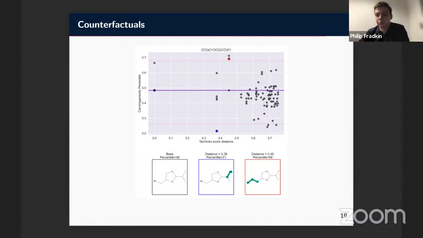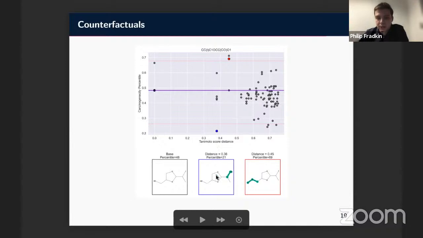And as I mentioned earlier, we want to find molecules that are really close to each other, so they're very similar, but have very large differences in carcinogenicity prediction. So here we see that our original molecule is in the 50th percentile of carcinogenicity. And we're interested in identifying molecules that are similar, but either extremely carcinogenic or non-carcinogenic. And so here we have the base molecule, and in blue, this is the point that corresponds to this structure right here.